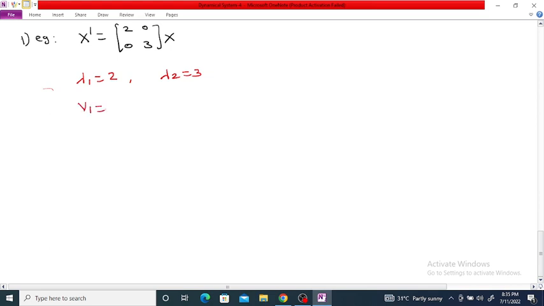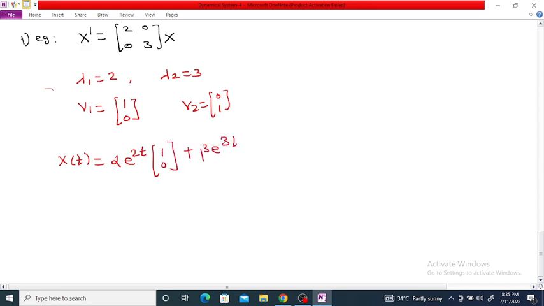Eigenvectors, since it is a diagonal matrix, a canonical form, so we can write the eigenvectors v1 is equal to (1, 0) and v2 is equal to (0, 1). So what is its general solution here? X(t) is equal to alpha e raised to 2t (1, 0) plus beta e raised to 3t (0, 1). So this is the general solution of the system.